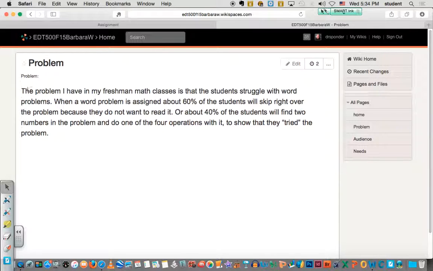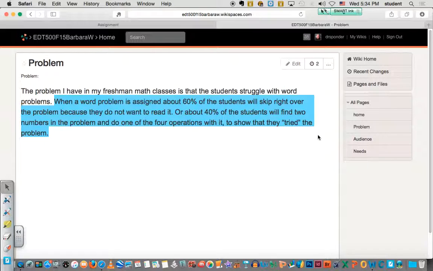Actually, that would be a good first problem statement. You don't even need the word problem. You say, in my freshman math class, students are unable to complete word problems or finish word problems at all. It looks like all of them, 60 and 40 is all, right? And then you put this description in here. So that's good. That's good.